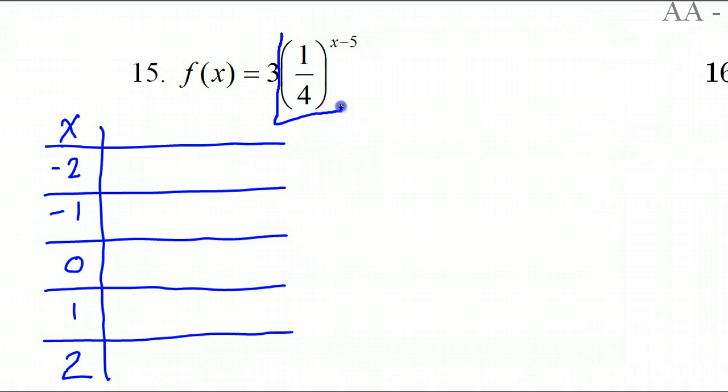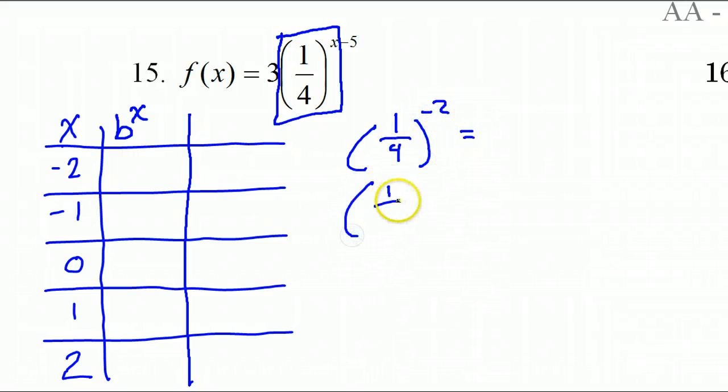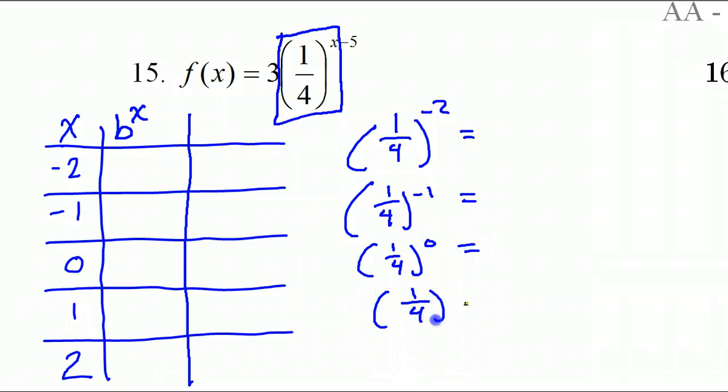Please understand that the parent function is just this. It's 1/4 to the x power. Alright, so I will just put b to the x power to remind me that we are doing the parent function right now. Okay, so if I were doing that, then I would have to do 1/4 to the -2 power and 1/4 to the -1 power and 1/4 to the 0 power and 1/4 to the 1 power and 1/4 to the 2nd power. Don't forget, if you have a fraction with a negative power, you do the reciprocal.